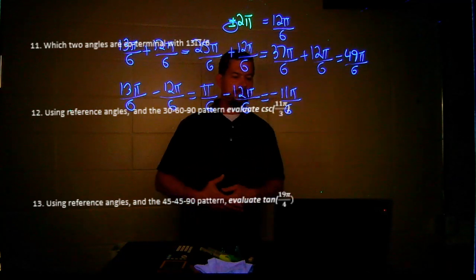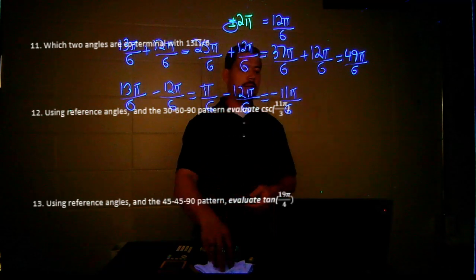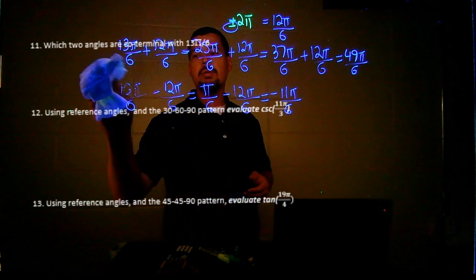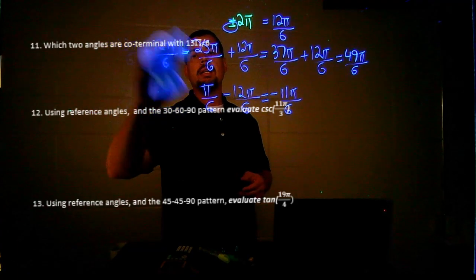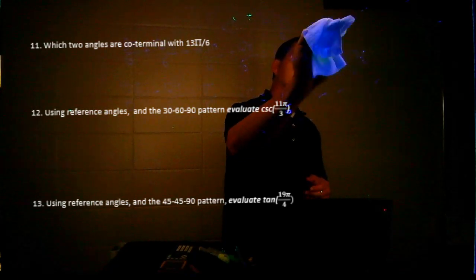Next one. Using reference angles in a 30, 60, 90 pattern, evaluate the cosecant of 11 pi over 3. And this is worth showing more than one way. You don't have to use reference angles. You can also use circular concepts, okay?